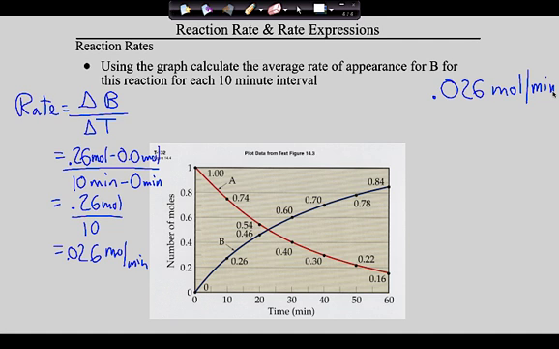So Rebecca, what did your group get? 0.020. Bradley, you were doing 20 to 30. So your numbers went 0.014. Larry, what did you guys get? 0.010. Brandon?